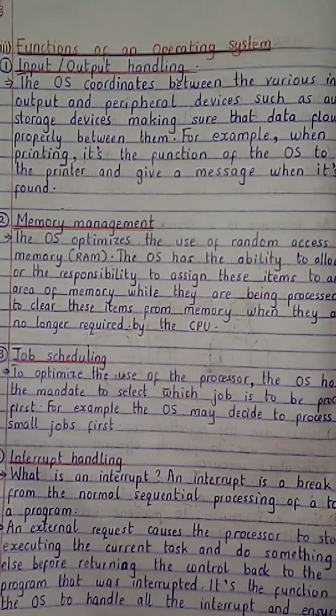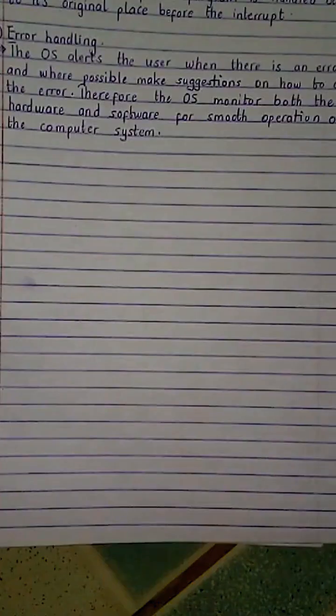So let's go to number 5. Number 5 is error handling, and here we'll say the operating system alerts the user when there is an error, and where possible makes suggestions on how to correct the error. Therefore, the OS monitors both the software and the hardware to ensure a smooth operation. So, I have checked 5 functions of the operating system, and I know they will help you a lot.